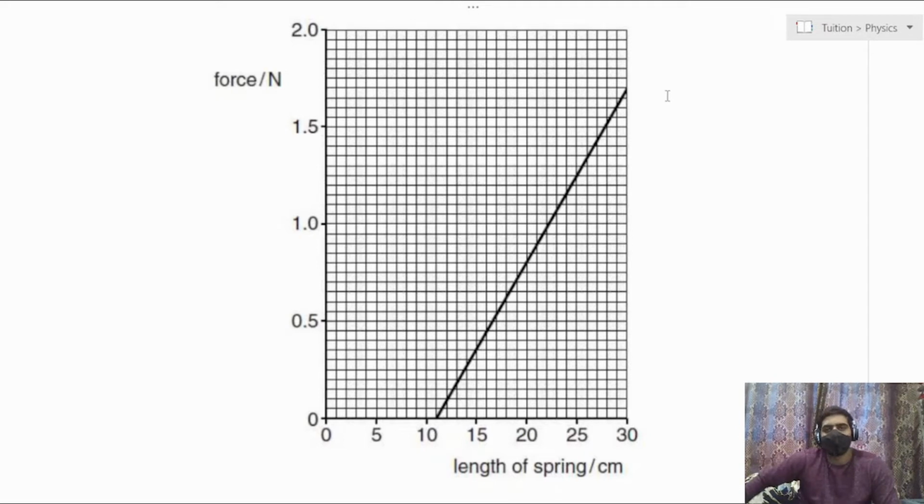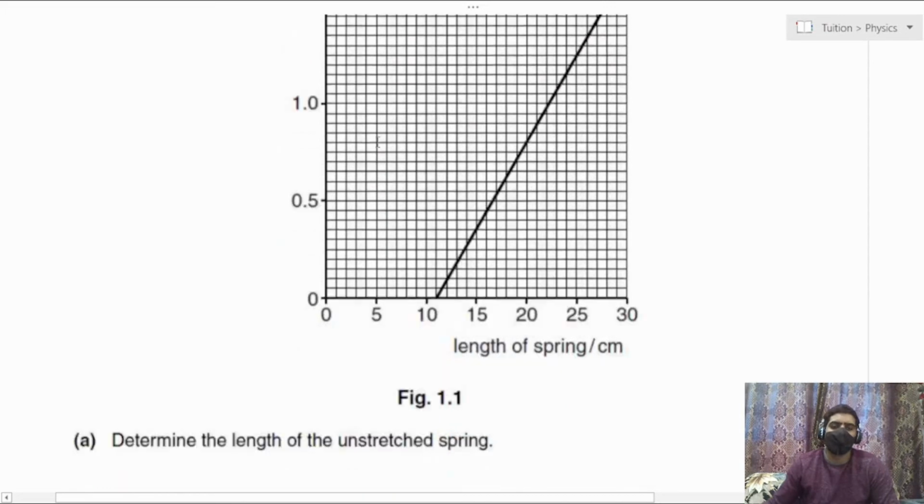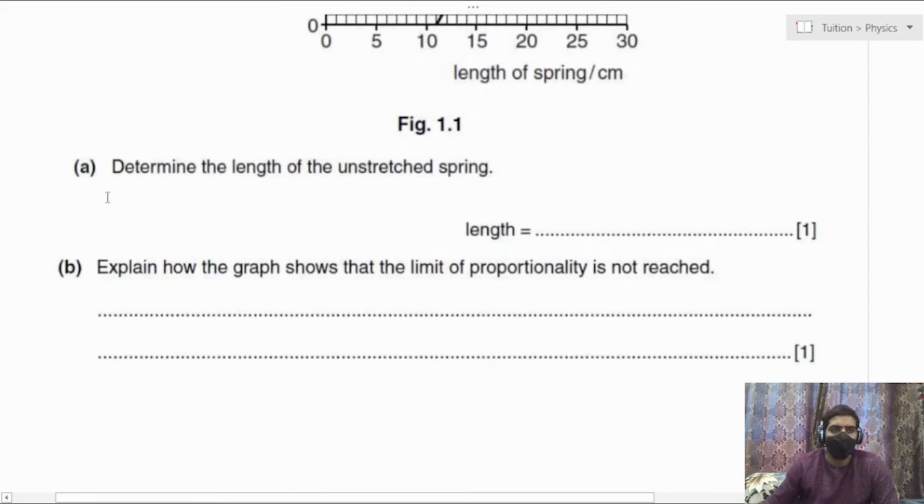So it has an x-intercept. Had it been cutting the y-axis like this, you would be writing it has a y-intercept. So that would be the other feature of the graph. Anyway, let's move on to the first part. A, determine the length of the unstretched spring.